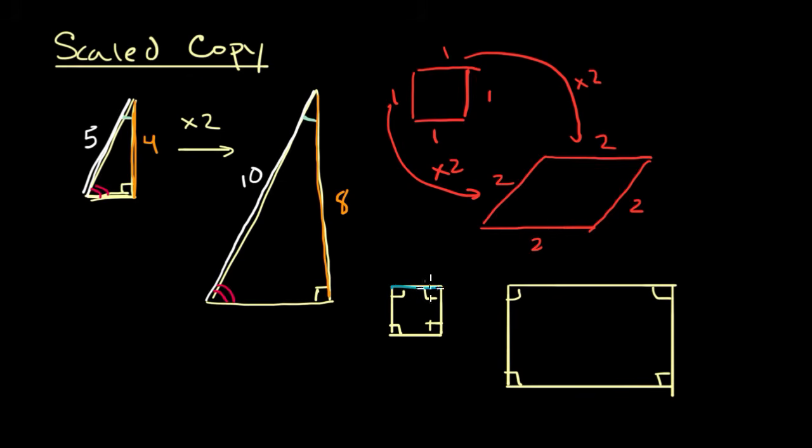For example, this might be of length 1. Maybe this is length of 1, so this is a square. While over here, let's say this is of length 3, and this is of length 2. So we don't have the same ratio. That's times 3, and this right over here is times 2. So neither of these on the right are scaled copies because it doesn't meet both the angle criteria and the ratio between corresponding sides criteria.